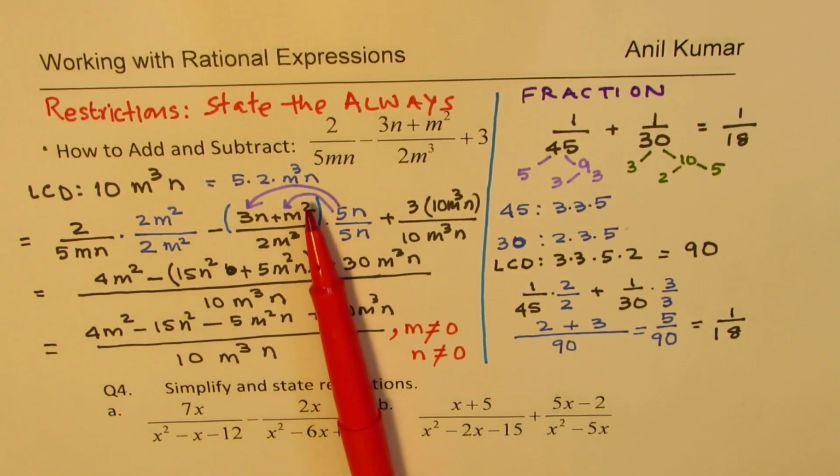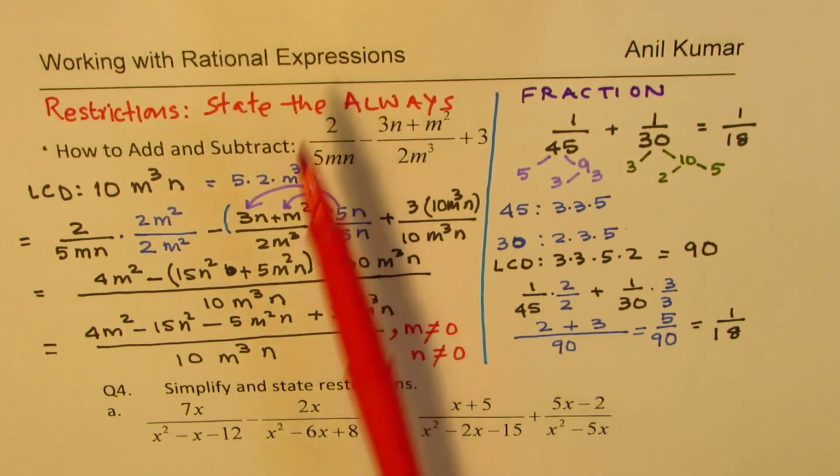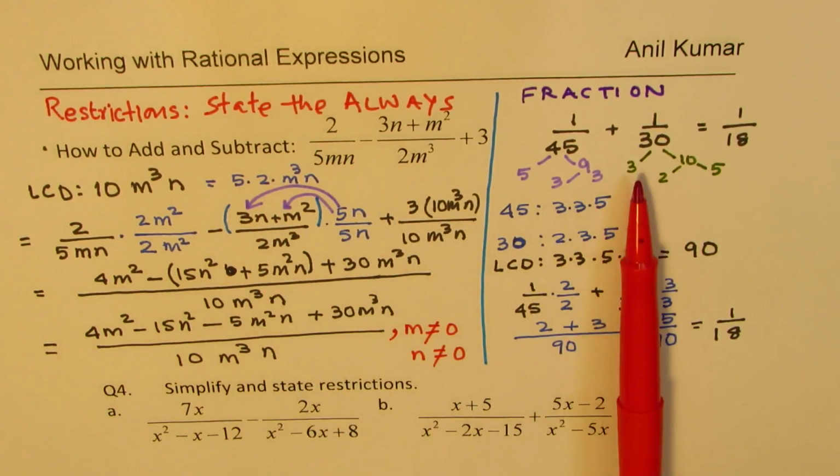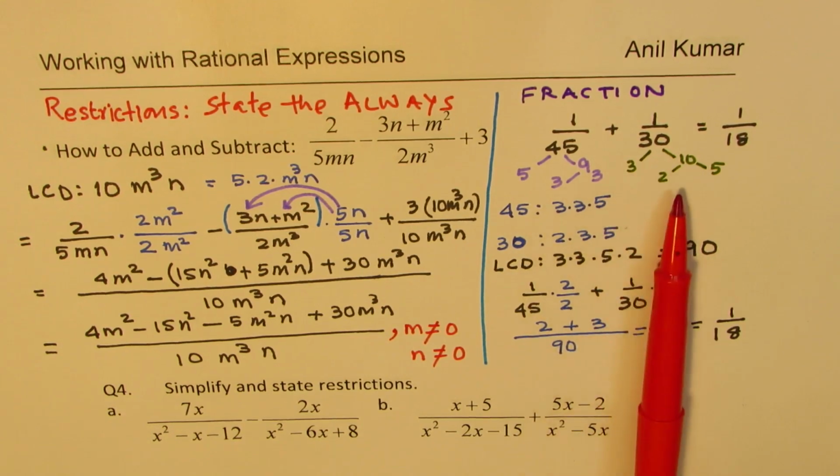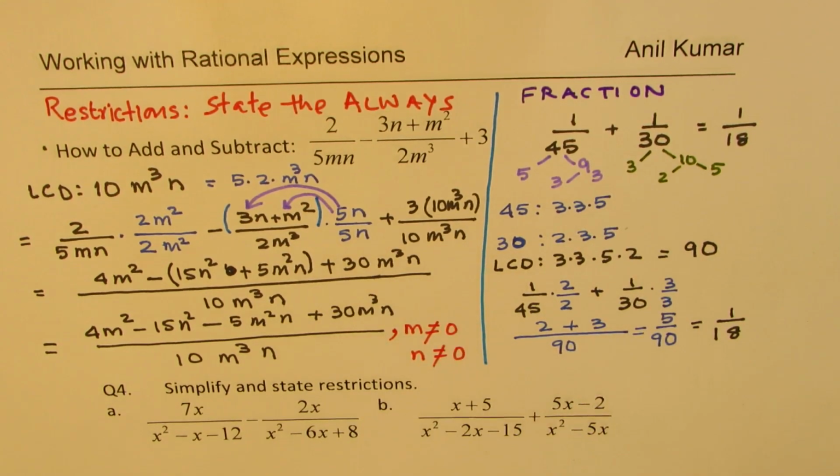As you can very clearly see, when we talk about rational expressions, we have these variables. In fractions, no variables. That is the arithmetic part, correct? So now once we move into algebra, we work with variables and the term rational expressions, correct?